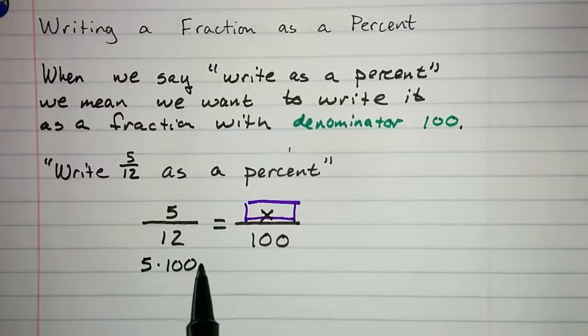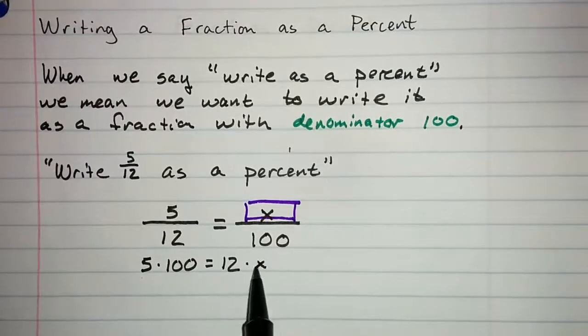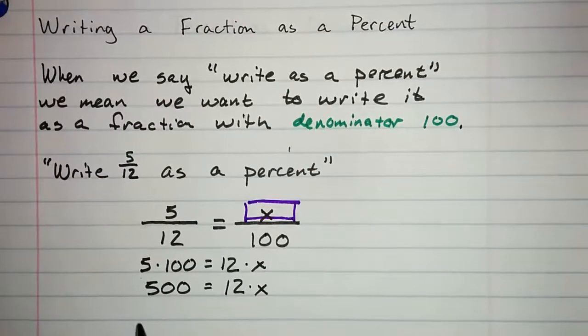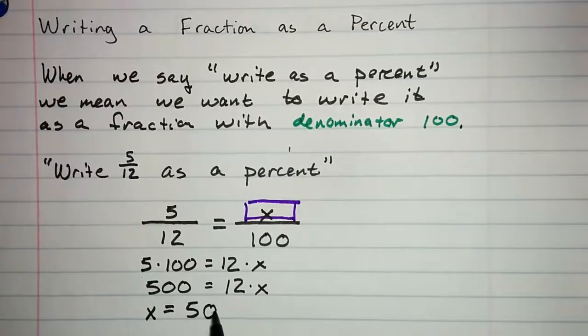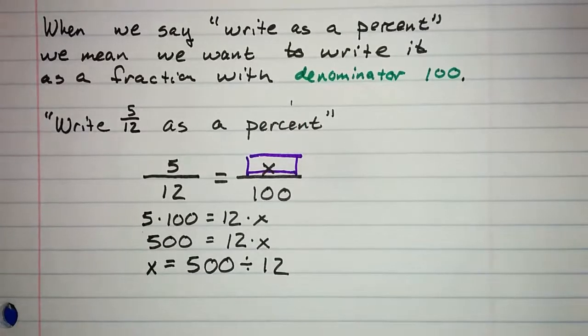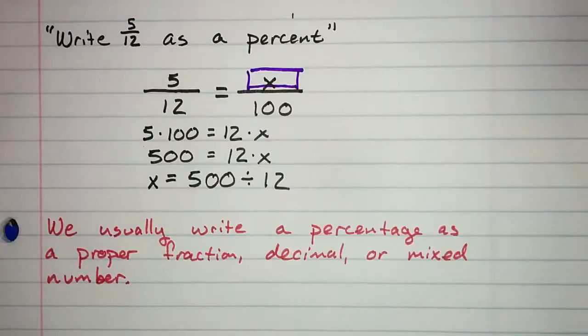We solve this proportion. 5 times 100 equals 12 times x. 5 times 100 is easy, that's 500. So x is going to be just 500 divided by 12. How should we express this? Well, in general, when we write percentages, we do not like improper fractions. We'll usually write our percentage as a proper fraction, a decimal, or a mixed number, or of course a whole number. We might get lucky. So we want to just do this division here and see what we get.